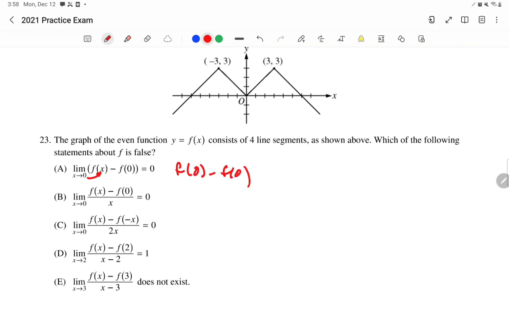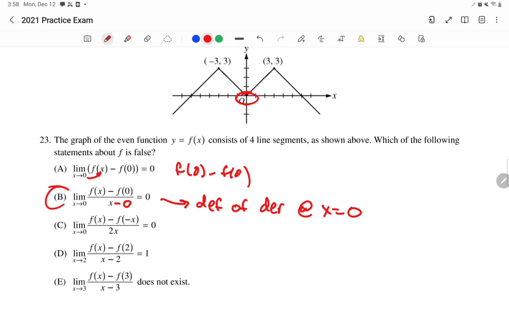Okay. Next one, f of x minus f of 0 over x. And this one could be like x minus 0. So this is basically the definition of the derivative at x equals 0. Right? And the derivative here is DNE. So this one is false.